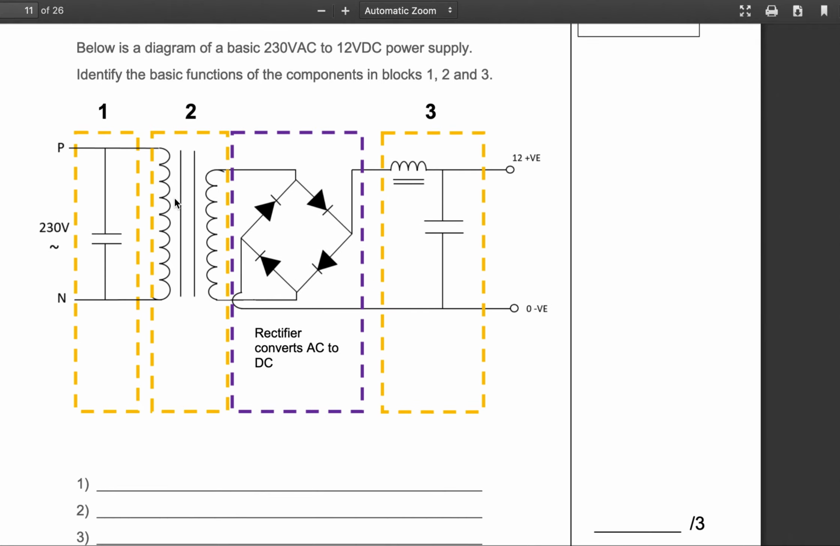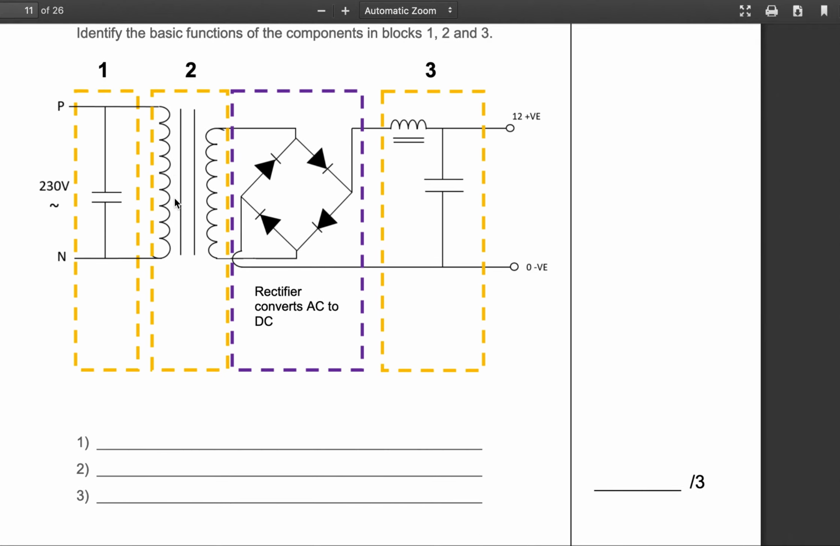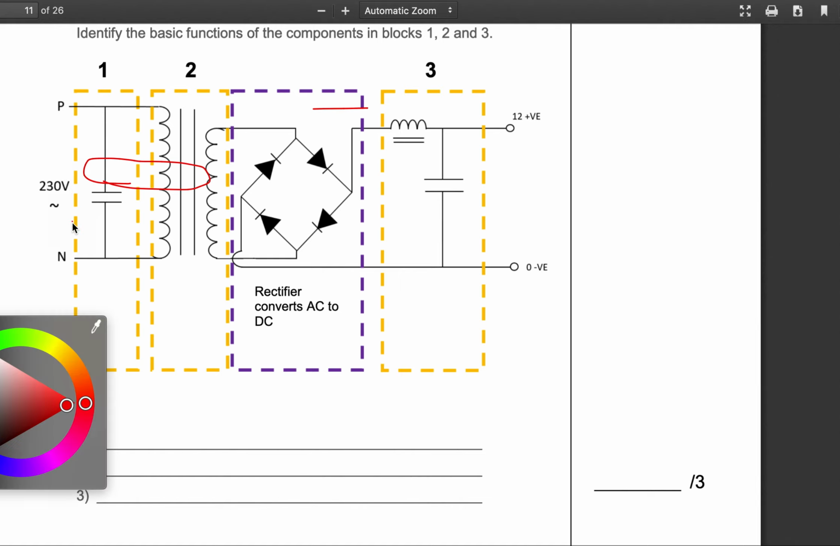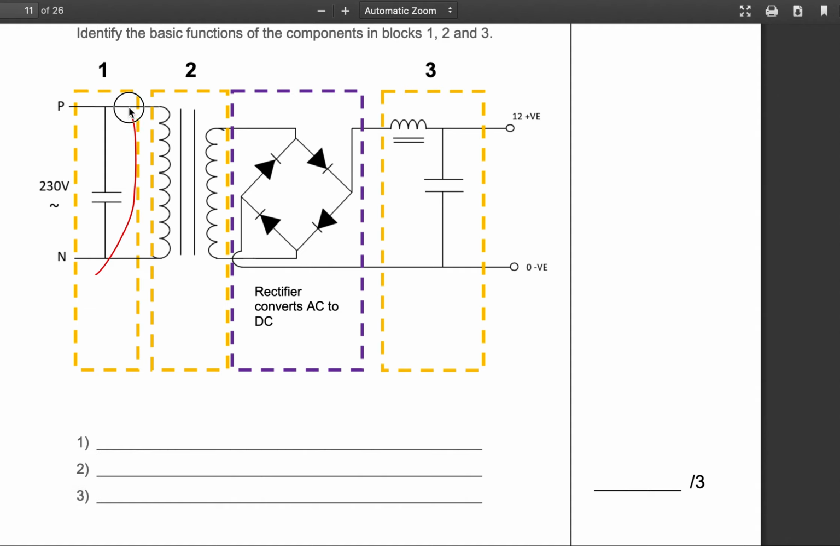Diagram. Let's have a look at it. Identify all the components in boxes 1, 2, and 3. A rectifier converts AC to DC, that's the bit we don't want. So this one here is a capacitor. What does that capacitor do? That one there will be for power factor correction. Capacitor, power factor correction.